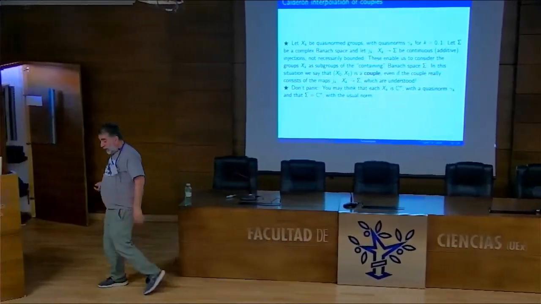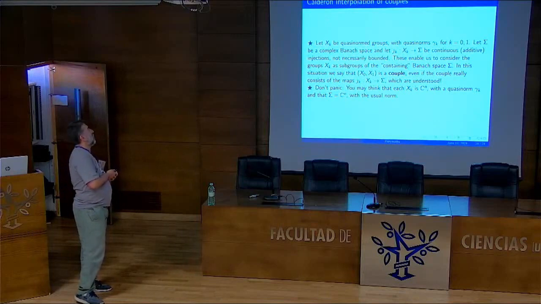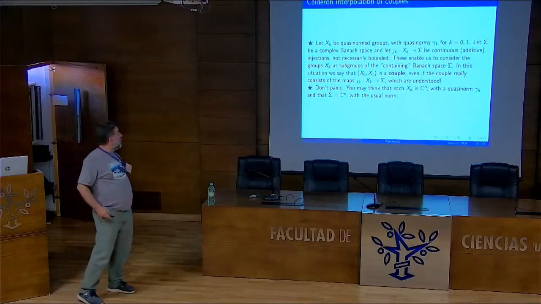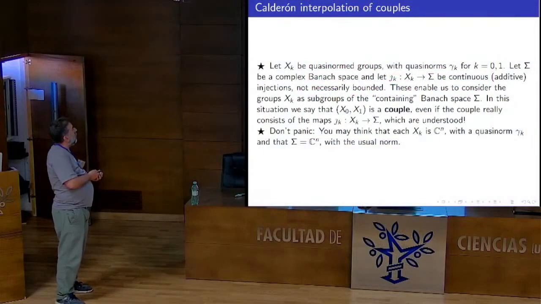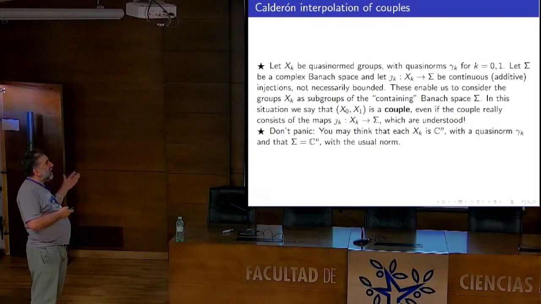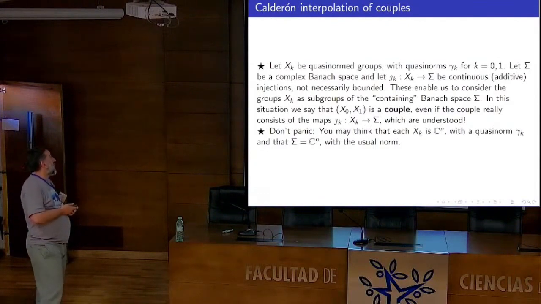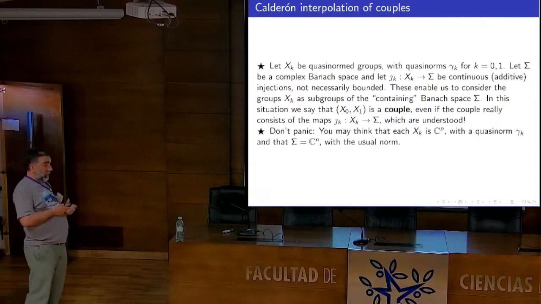Then we need a little bit more structure, so the setting is the following. We need two quasi-normed groups with quasi-norms and one complex Banach space containing both. So we need two continuous inclusions. We need them not to be bounded because the quasi-norm of X could mix very badly with the norm of sigma, so we admit merely continuous additive injective inclusions. Then we can consider the groups as subgroups of the containing Banach space, sigma, and we say that X0, X1 is a couple, where the couple includes the embeddings.